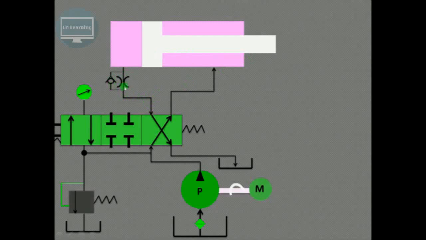So the backward motion will be fast because there is no restriction to the flow of the fluid from this port 3 to the port 1, and from 1 to R, and then to the reservoir. So in this way we can trace the simple hydraulic circuit.